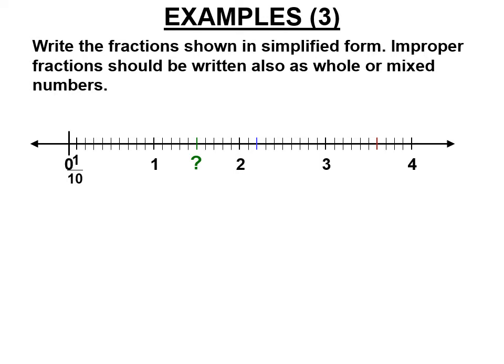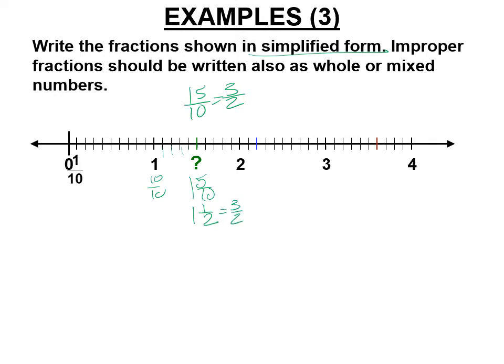Okay, so what number is the green one there? Well, the green one is 1, 2, 3, 4, 5. It's 1 and 5/10. It says, though, in simplified form, so it's also 1 and 1/2. And what improper fraction would that be? Well, that would also be 15/10, since 10/10 is 1. It would also be 3 halves, not 3 1/2, 3 halves, because 15/10 simplifies to 3 halves. 3 halves is the improper fraction of 1 and 1/2.